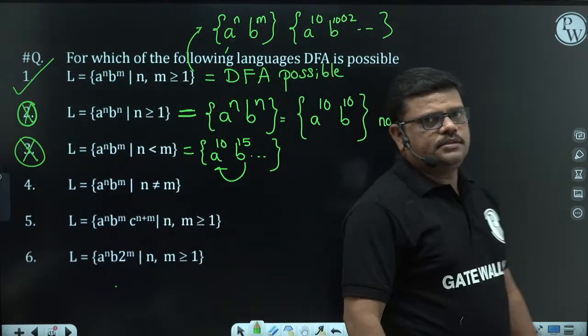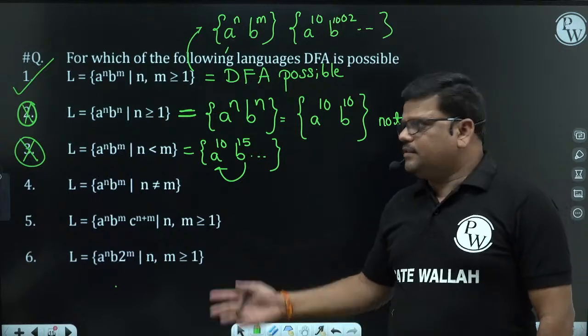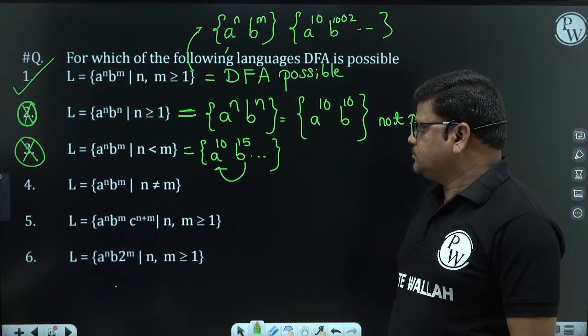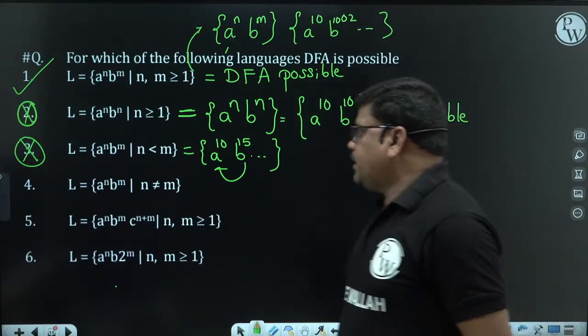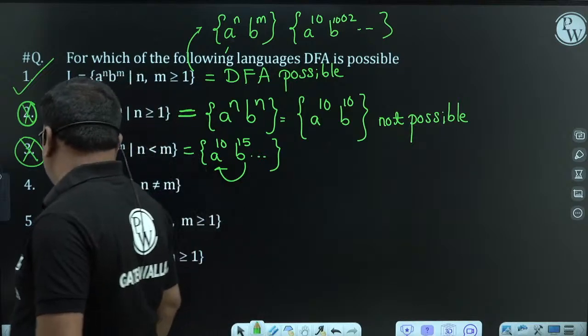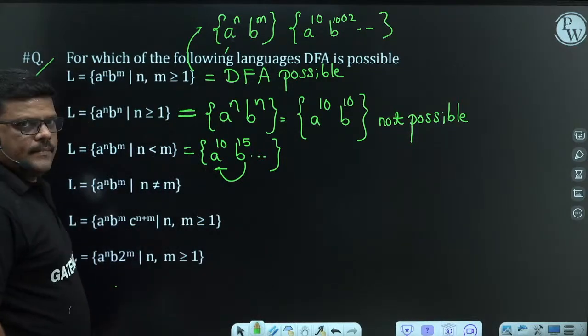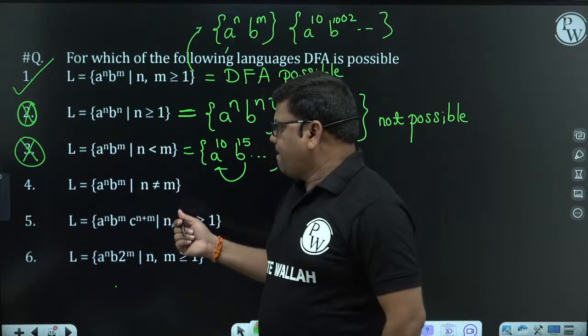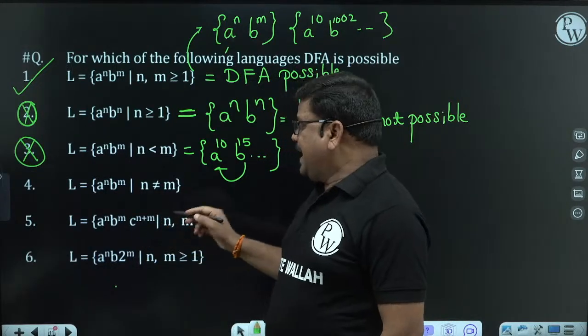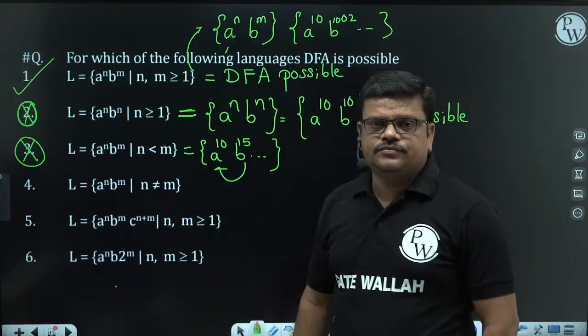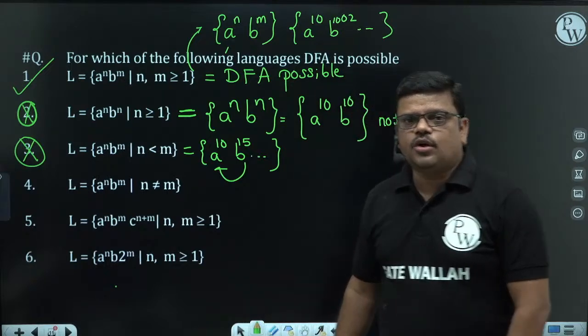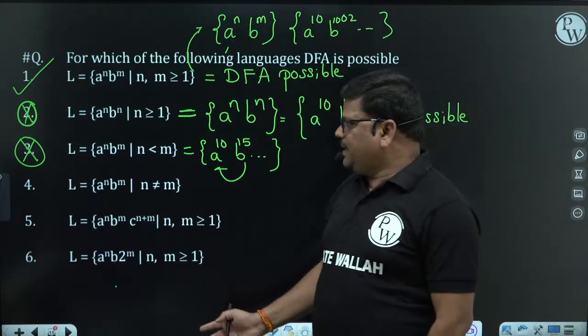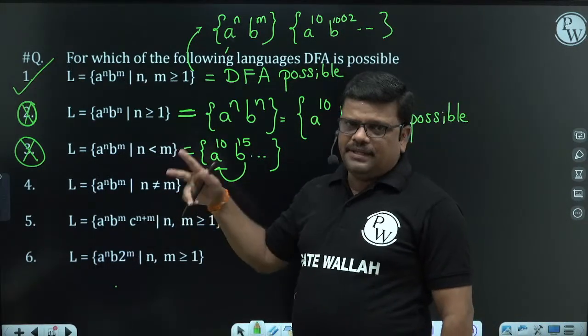DFA not possible. The reason is clearly explained here. Right. What about the fourth one? A power n, B power m, where n is not equal to m. The n value and m value are not the same. Not the same means it can be more, it can be less.